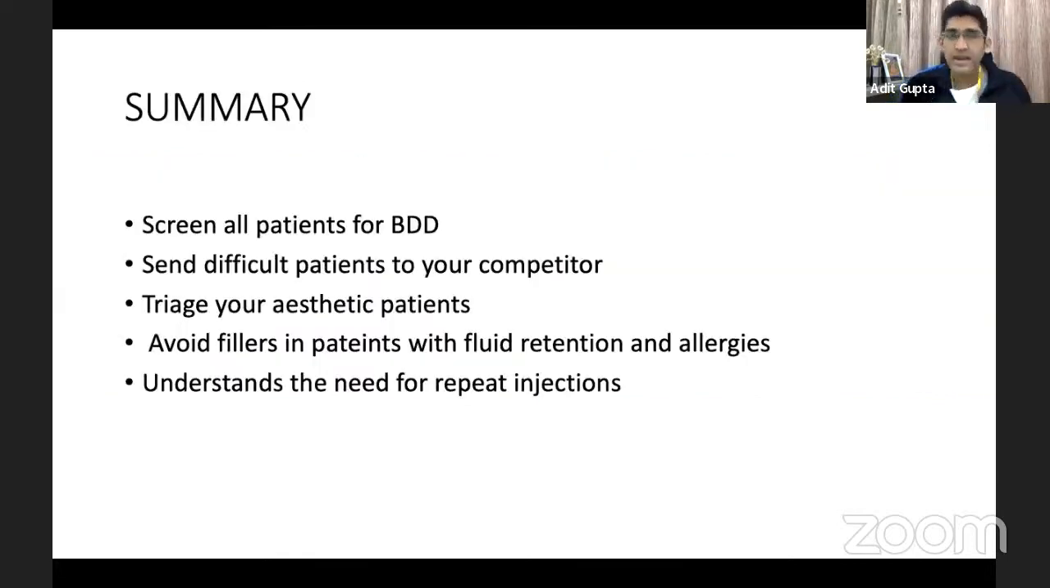So to summarize, you should screen all your patients for body dysmorphism when you're dealing with a filler patient. If you are not confident, or if you think that the patient is oversmart, you should try and send them to your competitor. Triage these patients as to whom you want to touch, whom you don't want to touch. Avoid fillers in patients with fluid retention and frank allergies. And also choose the patient who understands the need for repeat injections, because the effect of fillers lasts for around a year or so, depending on which area we have injected, and understands the economy of these procedures.